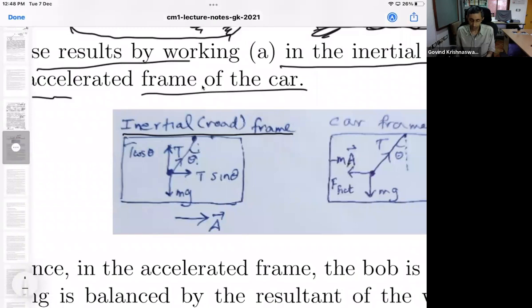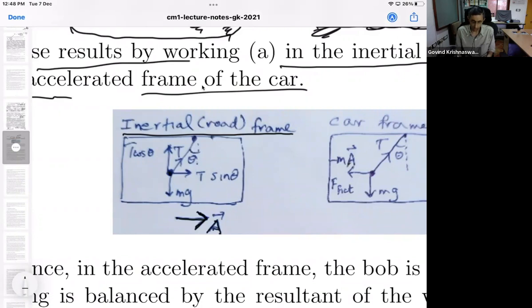In that frame, the bob is not at rest. It is being accelerated. It is at rest relative to the car, it has eventually come to rest relative to the car, but the car itself is being accelerated. So the bob also feels some acceleration, and that is given by A.